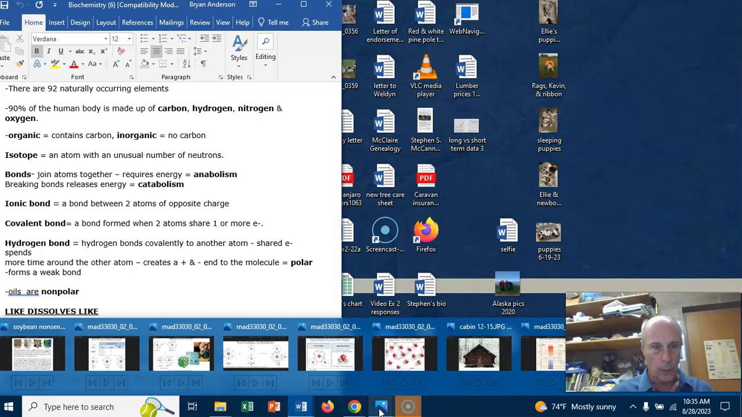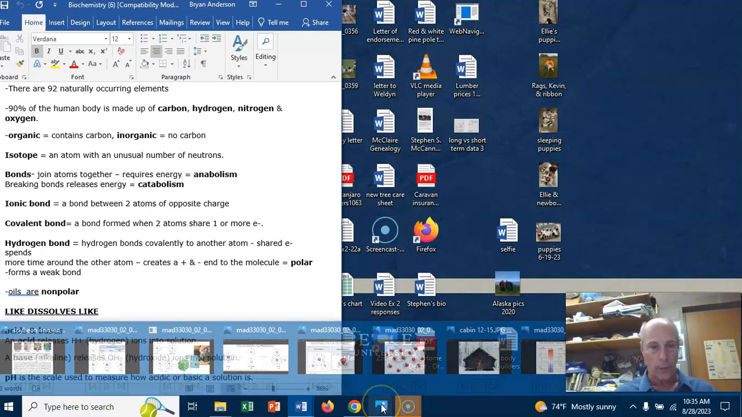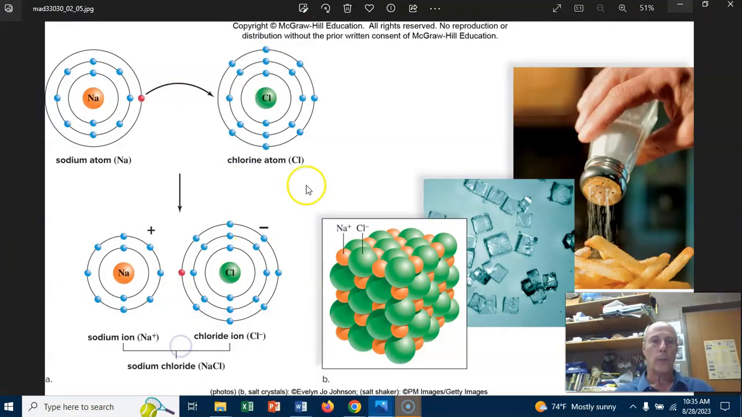Okay, so we're going to consider some bonds, and the first 2 are ones that I'm pretty sure you're familiar with. Bond number 1 is an ionic bond. It's a bond between 2 atoms of opposite charge, and your textbook uses a fairly familiar picture, I think, and that's this one right here. Here we have a sodium atom, and here we have a chlorine atom. It is chlorine yet; it's not chloride yet, so chlorine.